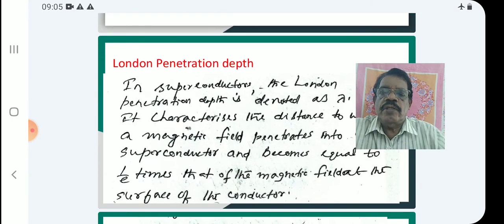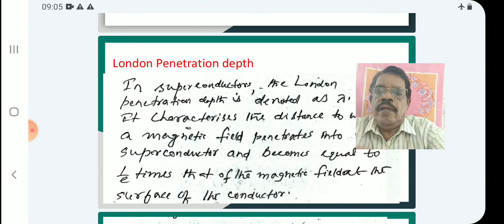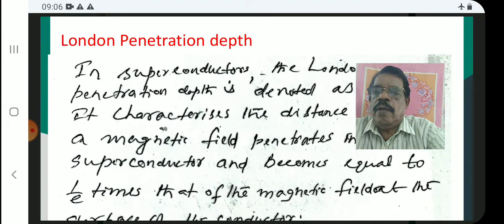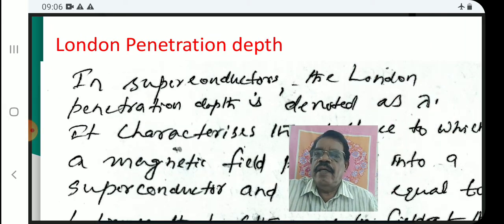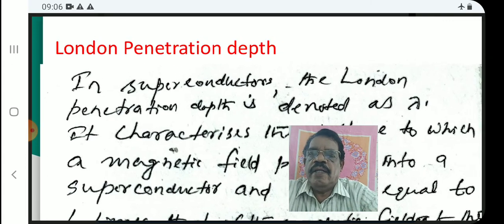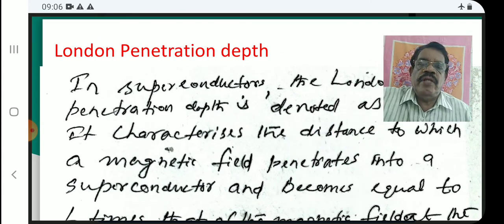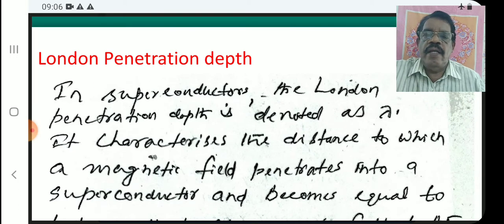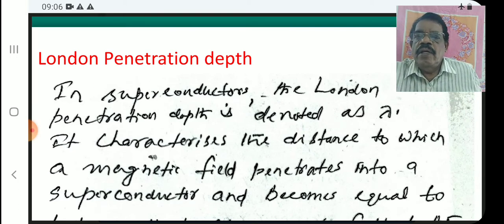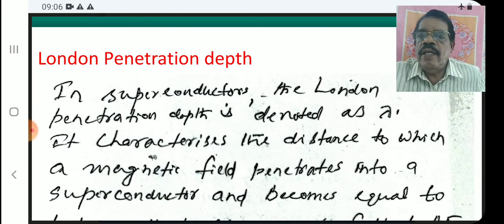What are London equations? To understand the London equations, we have to study first the London penetration depth. What is London penetration depth? In superconductors, the London penetration depth is denoted as lambda.